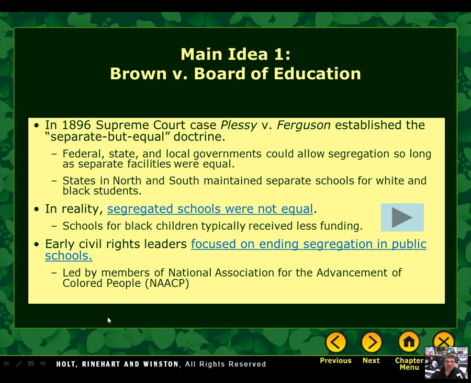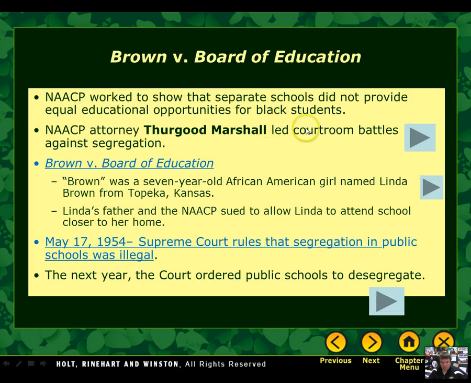Oftentimes, black schools were not kept up to the same degree as white schools. And these early civil rights leaders focused on ending segregation in the public schools. The group that led the charge on this was the National Association for the Advancement of Colored People, the NAACP. And one courtroom battle in particular that is now well known is the Brown versus Board of Education case. Linda Brown was a 7-year-old African American girl from Topeka, Kansas.